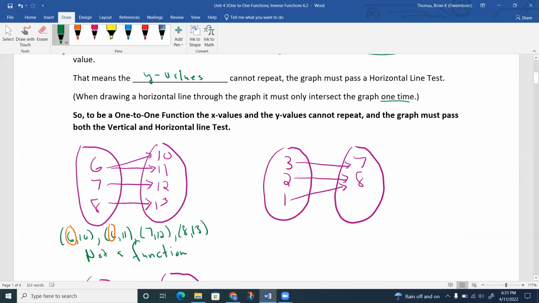But look at this next example. Notice how the 3 is assigned to a 7, the 2 is assigned an 8, a 1 is assigned an 8. So notice how each x value is only assigned one y value. So if I look at the ordered pairs, I have this 3, 7, we have this 2, 8, and we have this 1, 8. Notice the x values are not repeating. So this is a function.